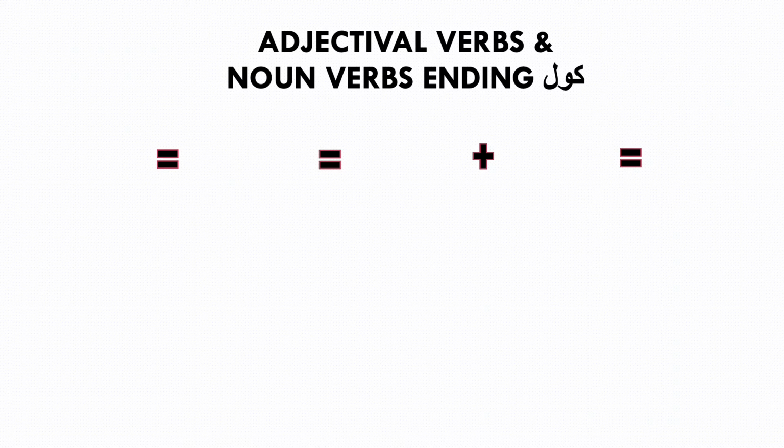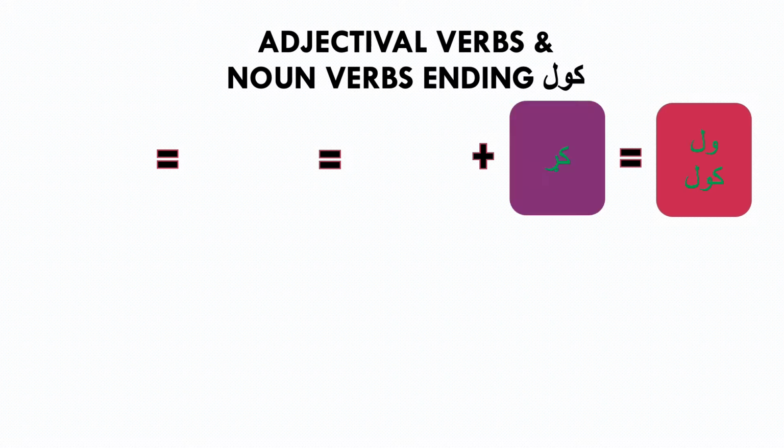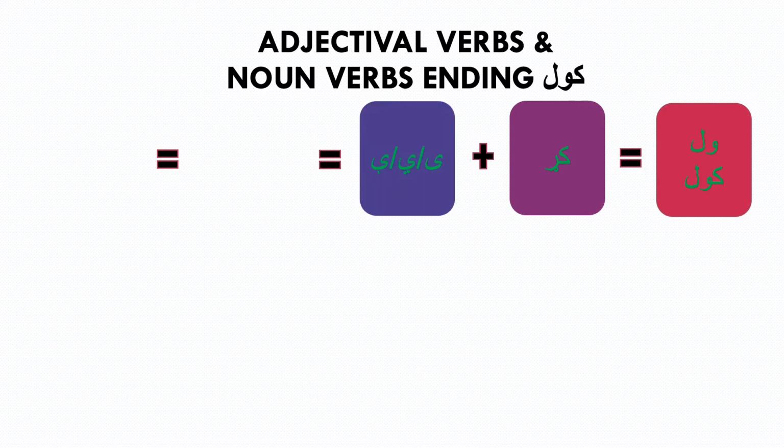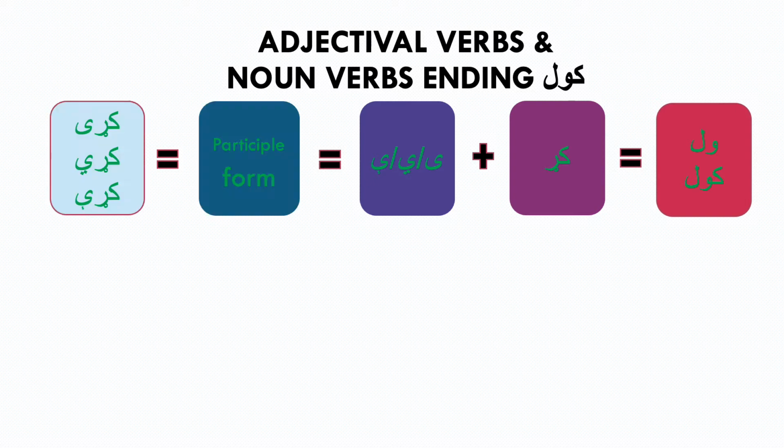Adjectival verbs and noun verbs that end with kawal. The wal and kawal part of the verb becomes kar. Then you add the right form of the yes, and then you get the past participle form of the verb, which in this case is kari, kiri, or kare.